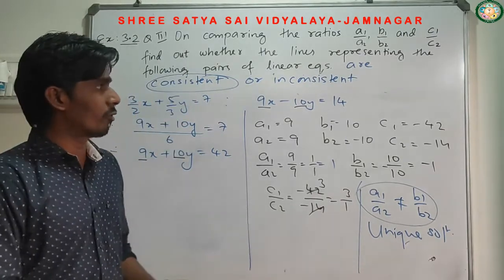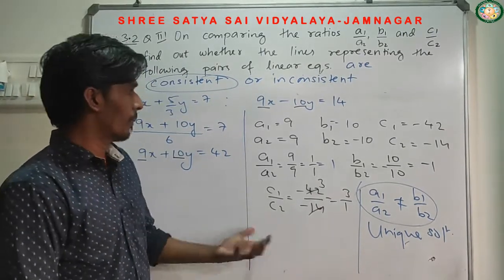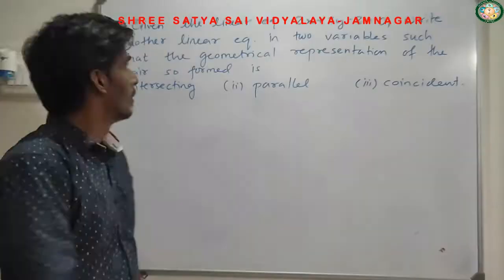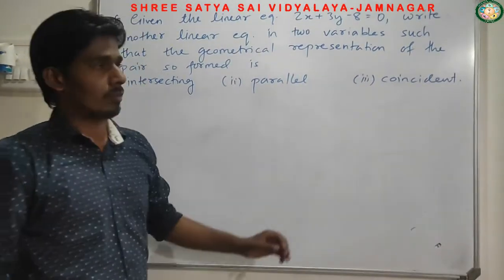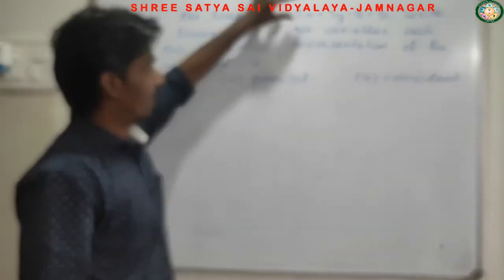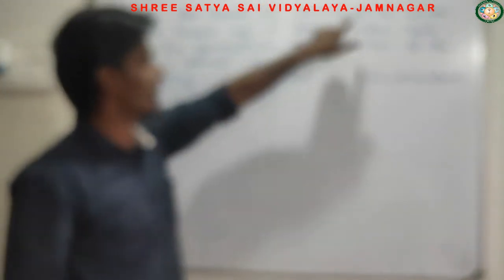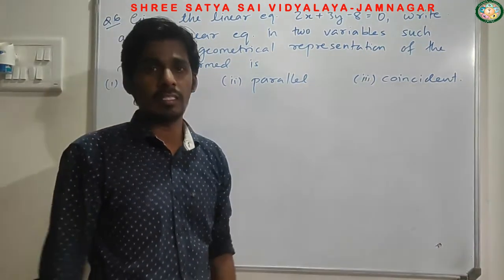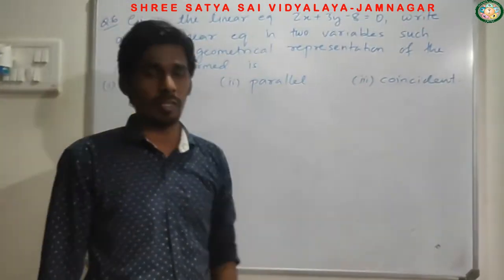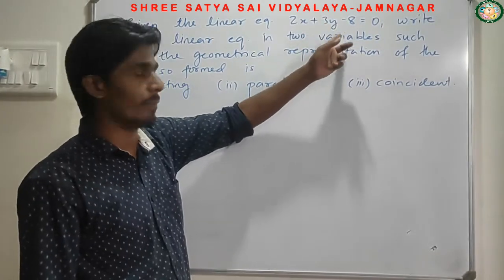So this is the way we can do question number 3 and question number 4 based on this method only. Let's start with question number 6 of 3.2 only. Now an equation is given here: 2x plus 3y minus 8 equals 0. We have to find one more equation such that... हमें ऐसा इक्वेशन ढूंढना है, इसका पेयर हमें ढूंढना है.